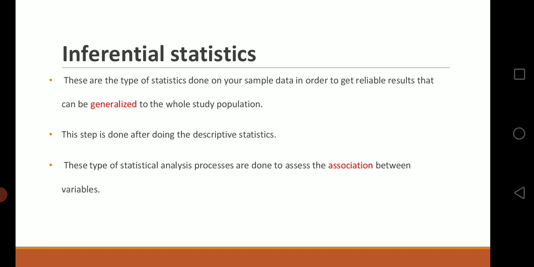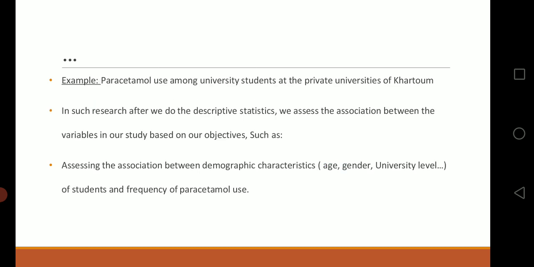Okay, for example, if we have this study title, paracetamol use among university students at the private universities of Khartoum. In such research, after we do the descriptive statistics, we assess the association between the variables in our study based on our objectives. So, how do we assess the association? What do we mean by assessment of association between variables?